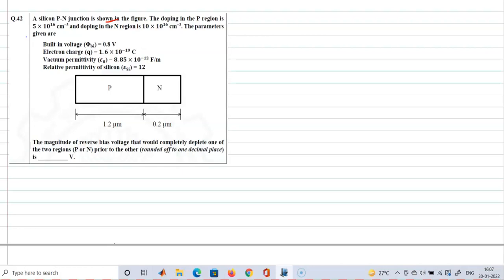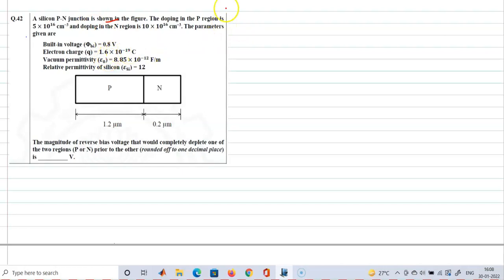Okay, this is somewhat straightforward, though a big calculation is also involved, because built-in potential, permittivity, all these are there, but not like the previous one where you keep on calculating COX and all these things. So the question is how to decide which one will deplete first, because the doping is not the same. If the doping would have been the same, then we could blindly say that the N side will deplete first. But here the question is who will deplete first.